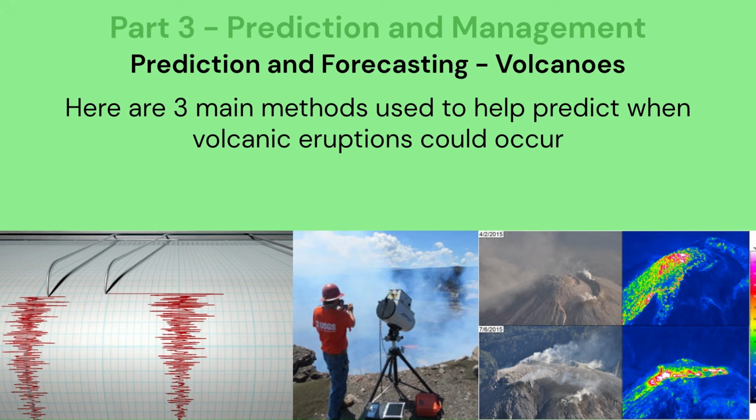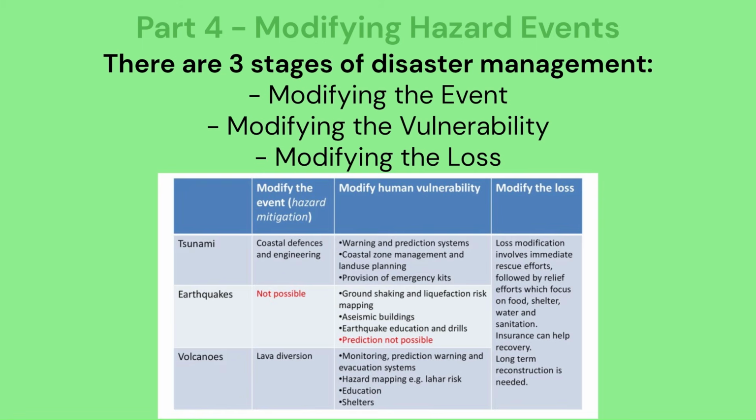extended answers. In this section, we'll explore strategies to modify hazard events. There are 3 stages of disaster management. These are: modifying the event, modifying the vulnerability, modifying the loss. The next sections will look at each aspect of this in more depth.